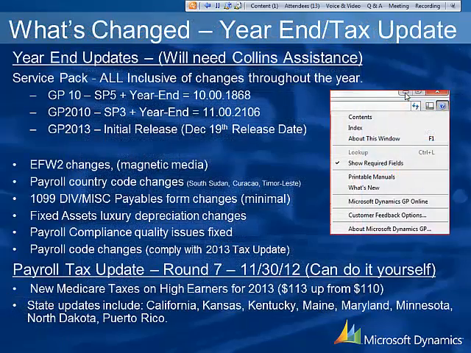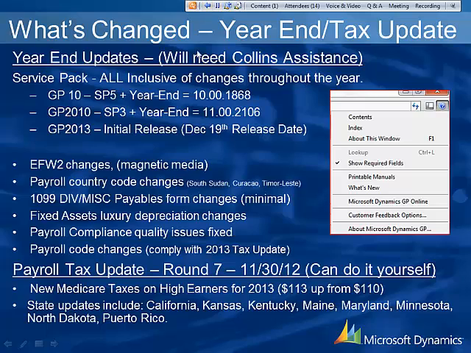So now let's go ahead and jump to the year end. At year end, Microsoft does release a service pack, and it's their year-end update. There are two things to consider at year end. There's the year-end update that does have changes to things like 1099 and obviously some payroll changes. And then there are the payroll tax updates.